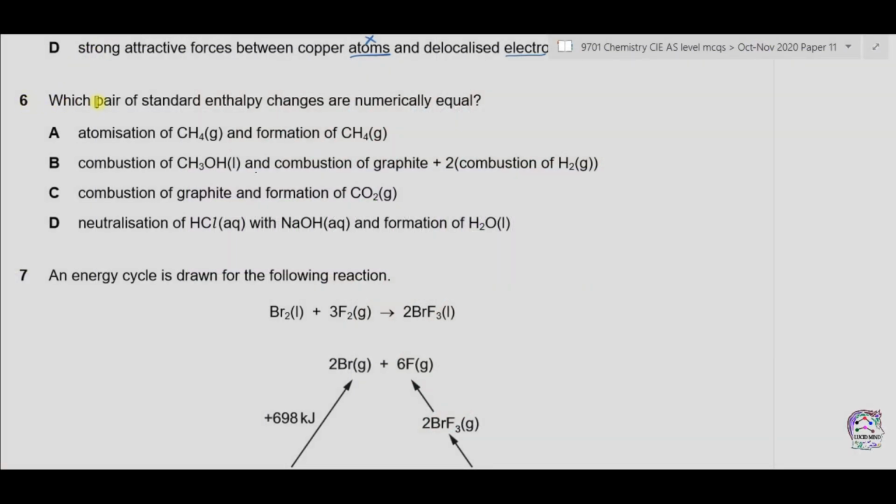Question number 6. Which pair of standard enthalpy changes are numerically equal? A. Atomization of CH4 gas and formation of CH4 gas. Atomization means that the compound is changed back into its respective atoms. We have 1 atom of carbon and 4 atoms of hydrogen, and both are in the gaseous state. While formation of CH4 means that the CH4 gas is being formed from its elements in their standard states.